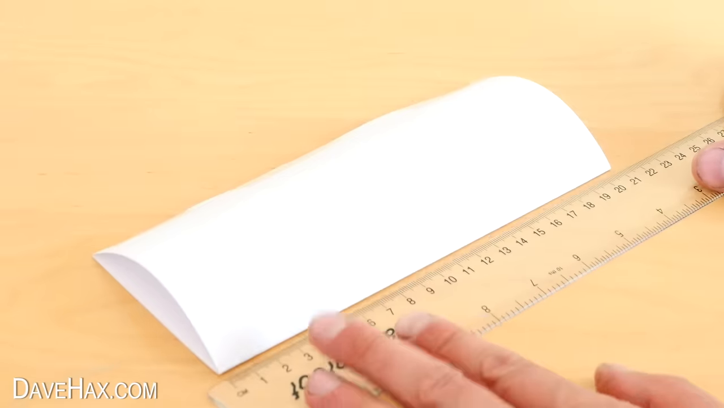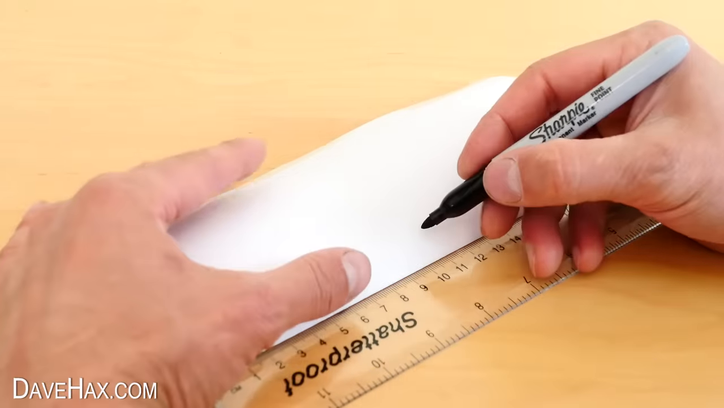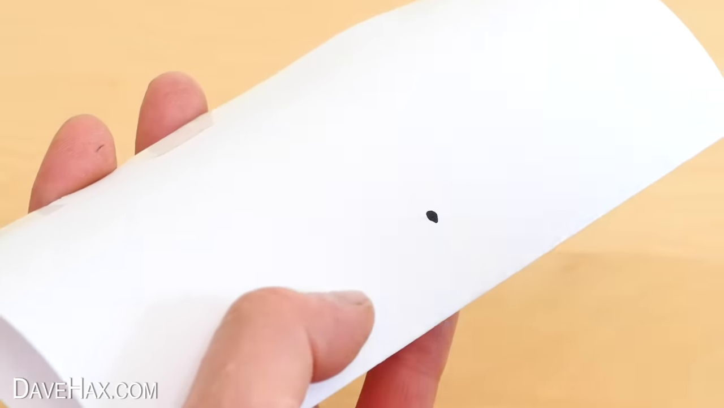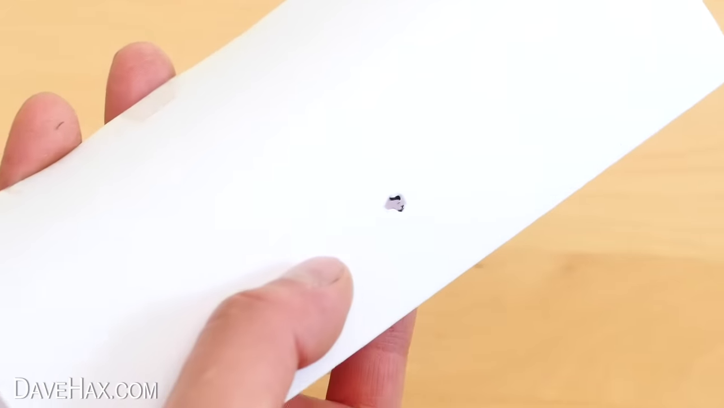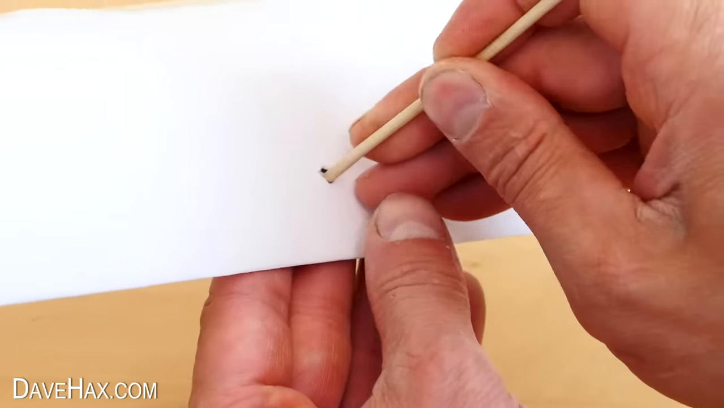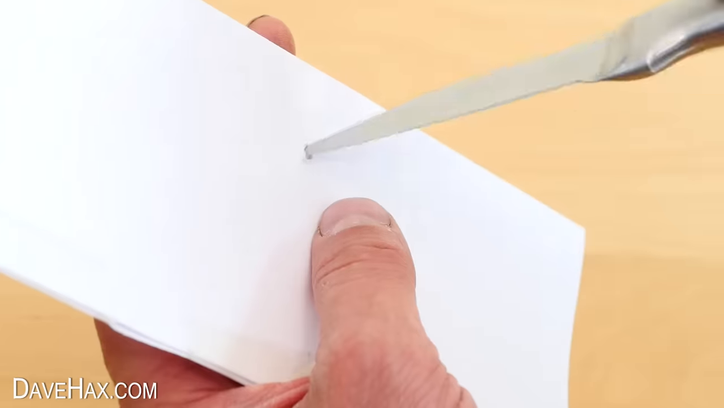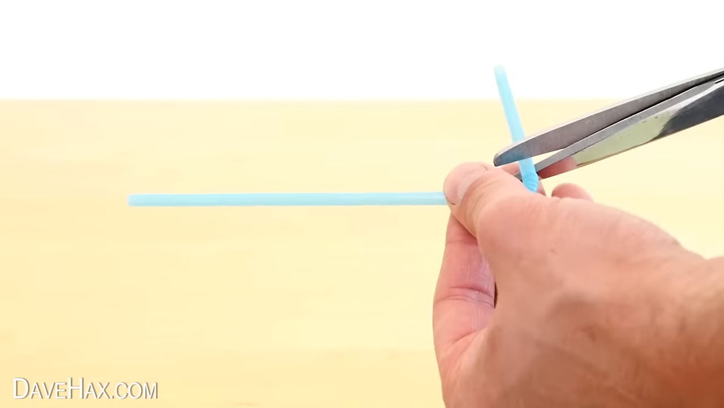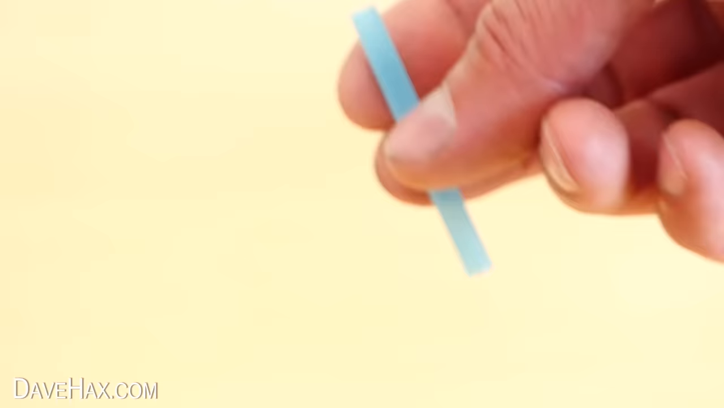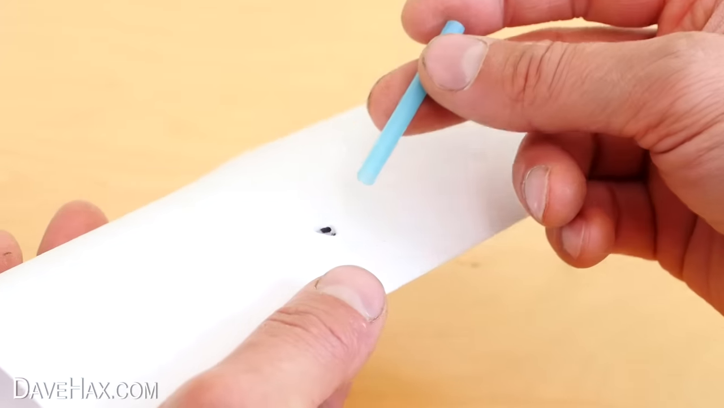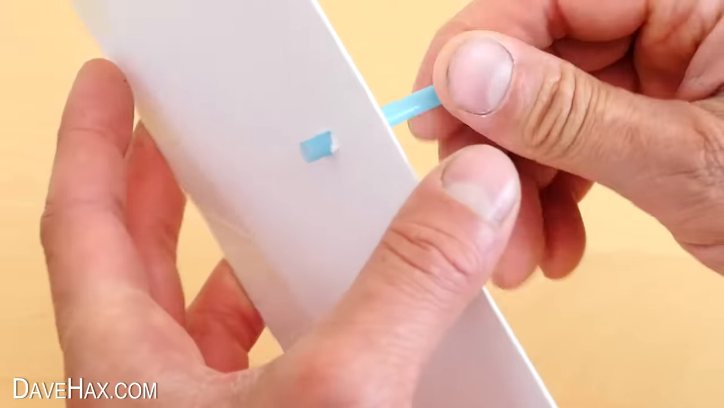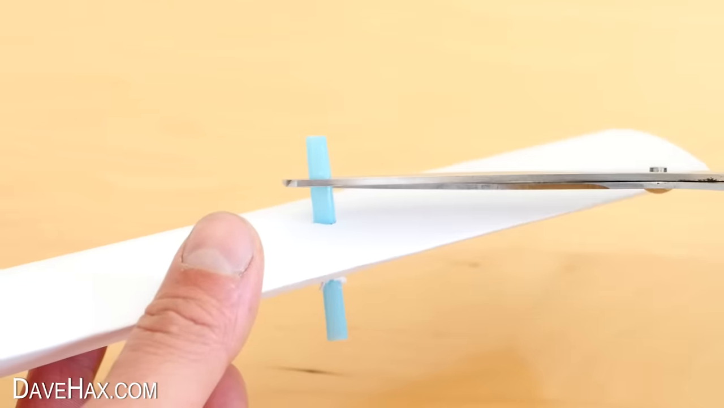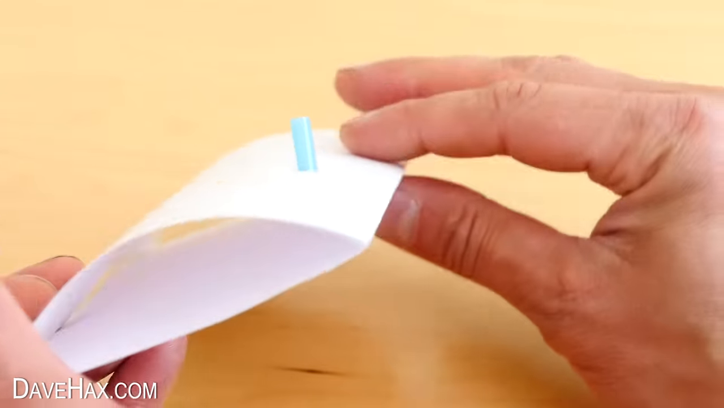I measured the length and put a marker halfway along, about an inch back from the front. I used a knife to make a small hole in the top, then I poked a skewer through to make a hole in the bottom too. Next, I took a drinking straw, chopped a piece off, and threaded it through the holes in the wing, like this. And I held the straw in place with some thin strips of tape.